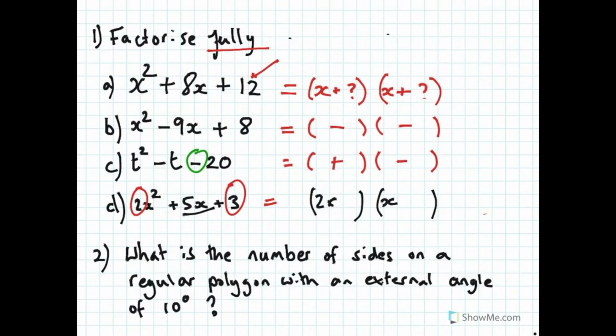On to question 2. What's the number of sides on a regular polygon with an external angle of 10? Well, you need to think to yourself, how many 10s is it going to take to get right round back to the start? Because each 10 will be an external angle. And remember, there's 360 degrees in a circle. Look back in your book at the equations and the formulae that I gave you on that topic, and you should be able to find one that says sides equals. And that should get you what you need on that question.